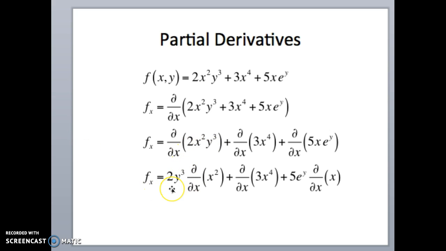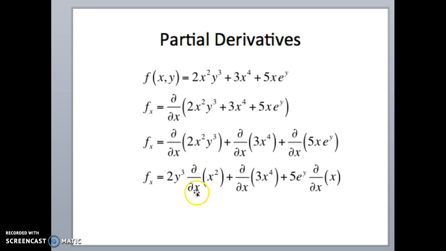The 2y cubed came out in front of this partial with respect to x. Now I just have partial with respect to x of x squared. The second one is a function of x, so no need to move anything out. In this third piece, both 5 and e to the y are acting like constants. 5e to the y comes out, leaving the partial derivative with respect to x of x. Each one of these things in parentheses now is a function of x alone. Once that happens, the partial derivative behaves like the regular derivative.